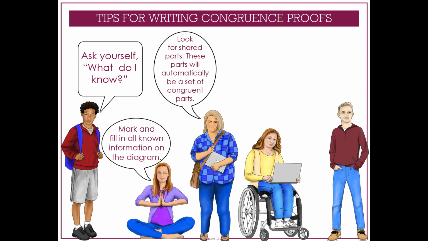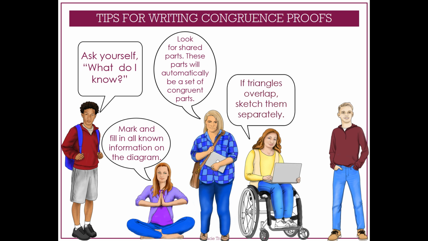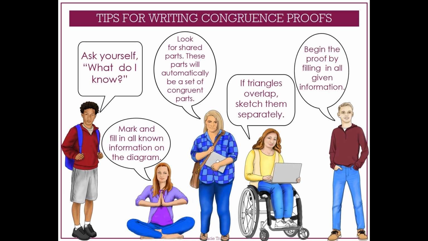Next, you want to look for any shared parts. Those parts are automatically going to be a set of congruent parts. So just like those sides that both triangles may happen to share, you can go through and say that those are equal. If you have any triangles that are overlapping, it may help for you to sketch them separately. If you saw me help you out back in similar triangles, I went and redrew a lot of triangles for you guys. So if we need to, redraw them. And then begin the proof by filling in all the given information. You can fill it out in one line or multiple lines. Just make sure that you got all the given information. You should be fine.